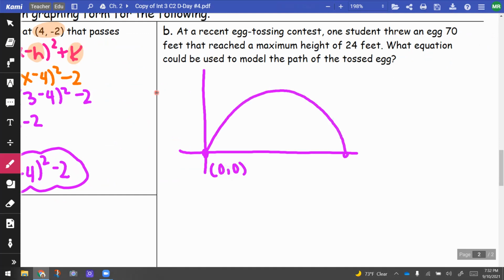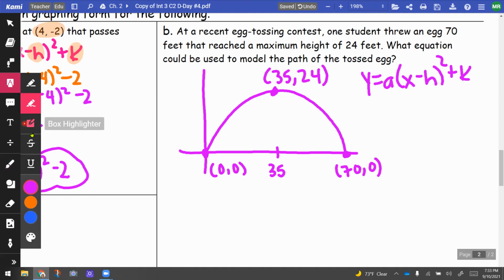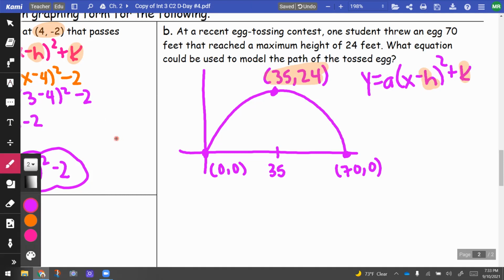And I'm going to have it end 70 feet away, which is going to be at 70, 0. And then halfway in between 0 and 70 is going to be 35. So this right here is going to be 35, 24. That's my vertex. So I'm going to go y is equal to a times the quantity x minus h squared plus k. And my vertex is my h and my k. So when I put that in, I'm going to have y is equal to a times x minus 35 squared plus 24.